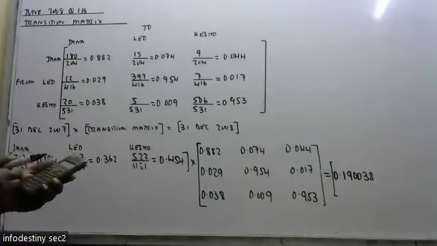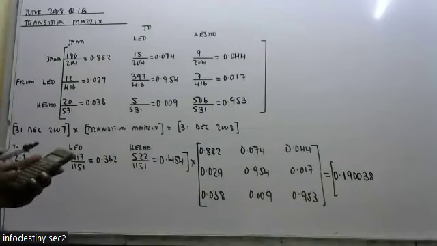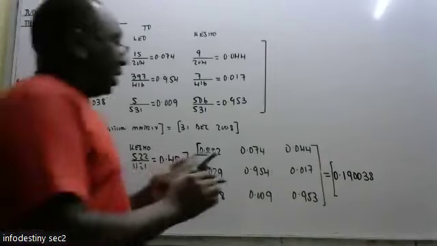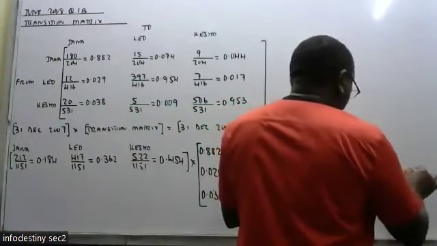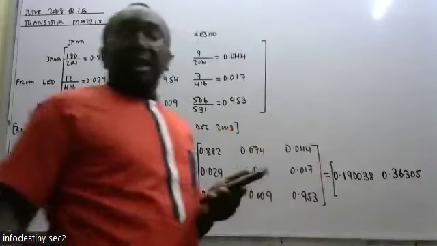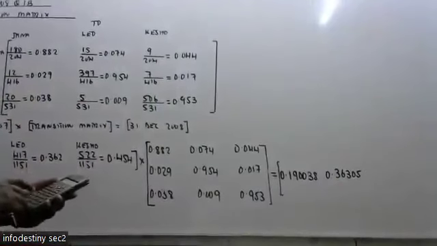0.184 times 0.074 plus 0.362 times 0.954 plus 0.454 times 0.009. This is 0.36305. And as I've told you, the third one, you just subtract it.